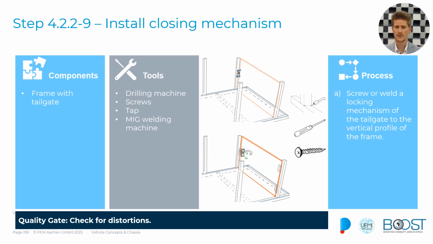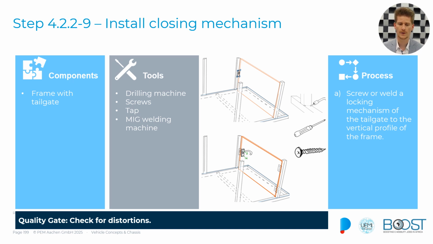Now we have a swinging door. We want to close that also at some point, so we have to frame or have a catch with a tailgate. So we need a drilling machine, screws, tabs, and a MIG welding machine, and we will screw the locking mechanism and the catch. The locking mechanism will be attached to the vertical profile, and the catch will probably be attached to the wooden plank tailgate.